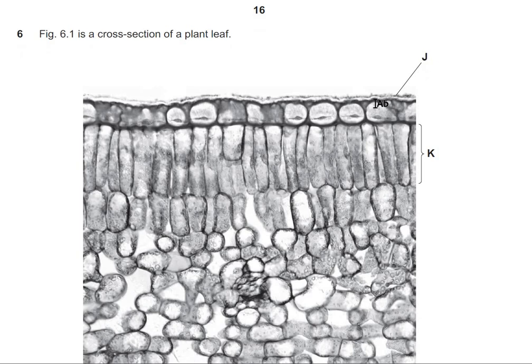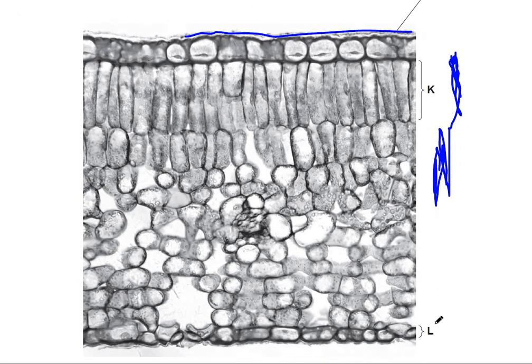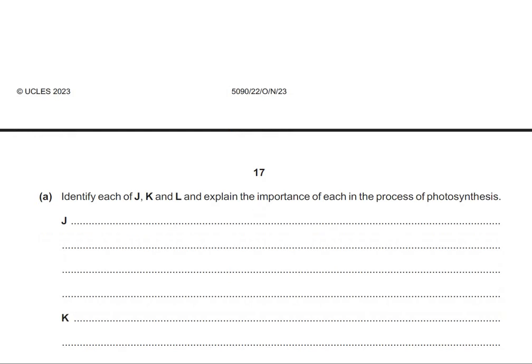So J, the topmost layer, is the cuticle. Always remember that we have the cuticle on the top of the leaf. And then we have the mesophyll cells, and then the spongy mesophyll cells, which have the air spaces in between. And then we have the lower epidermis. So we have to tell the role of each of the structures over here. The role of the cuticle is that it is transparent and allows the light to pass through, which enables the process of photosynthesis.